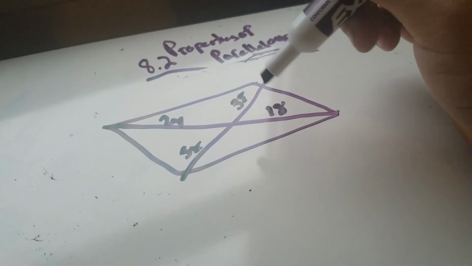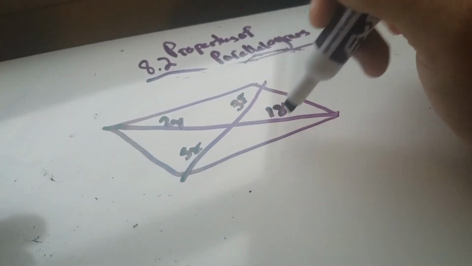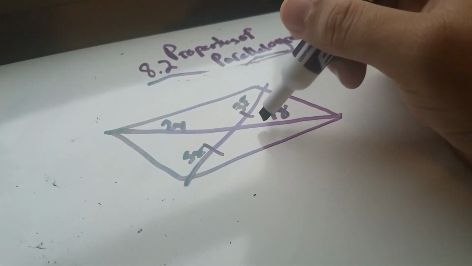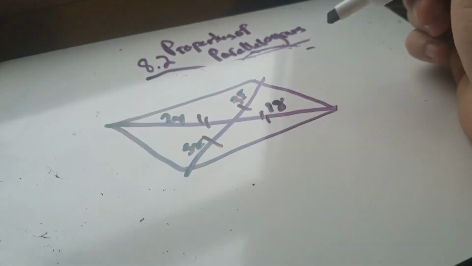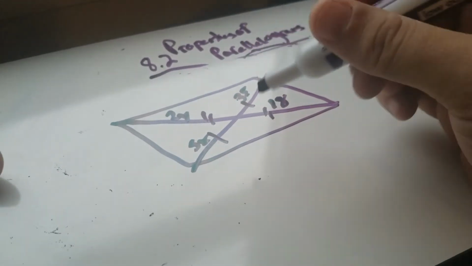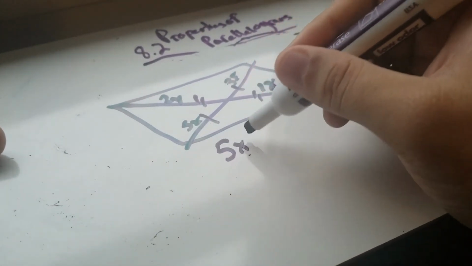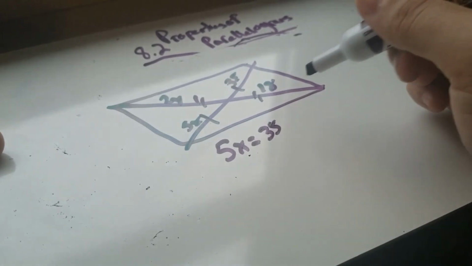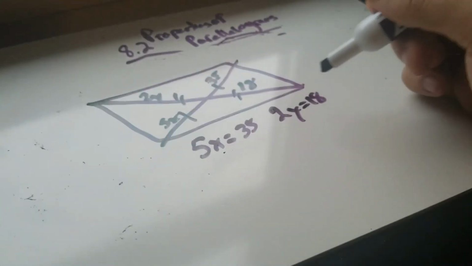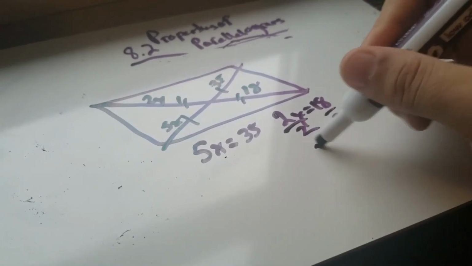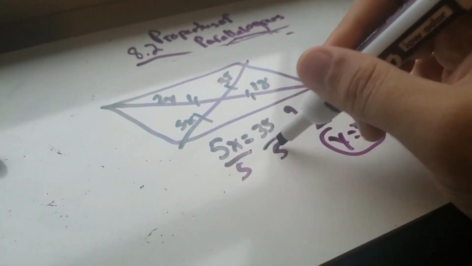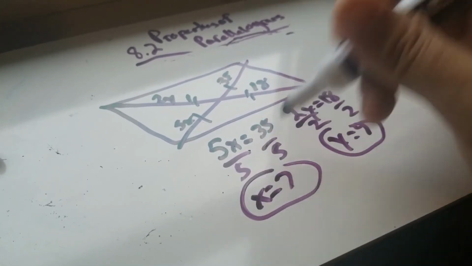Okay, so if this is a parallelogram, then I know this and this should be congruent, and I know this and this should be congruent. So I have two problems happening at the same time. I have 5x equals 35, and then over here I have 2y equals 18. So I just solve each one separately. y happens to be 9, and 35 divided by 5, x happens to be 7.